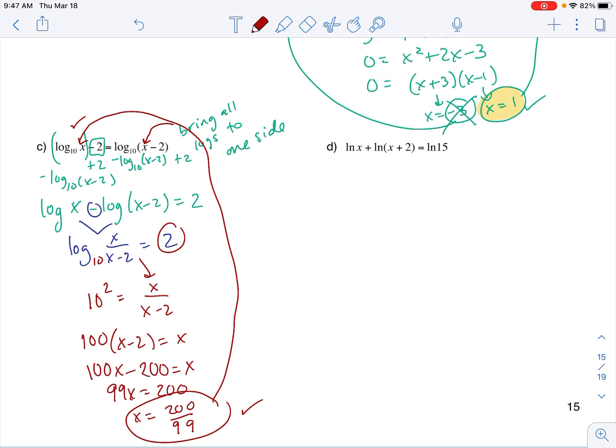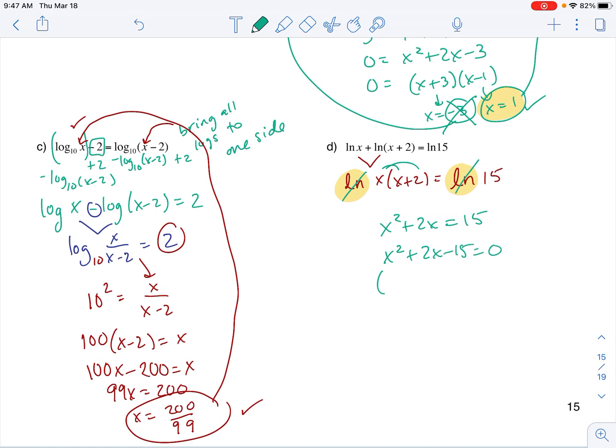All right, for D, we've got natural log of x plus natural log of x plus 2 equals natural log of 15. There's lots of natural logs. So first thing you want to do is condense on the left, and I get natural log of x times x plus 2, because addition becomes multiplication. And now notice I've got a log equal to a log, so I can use our trick of getting rid of those logs and just setting those arguments equal. I went ahead and distributed, and I can factor.